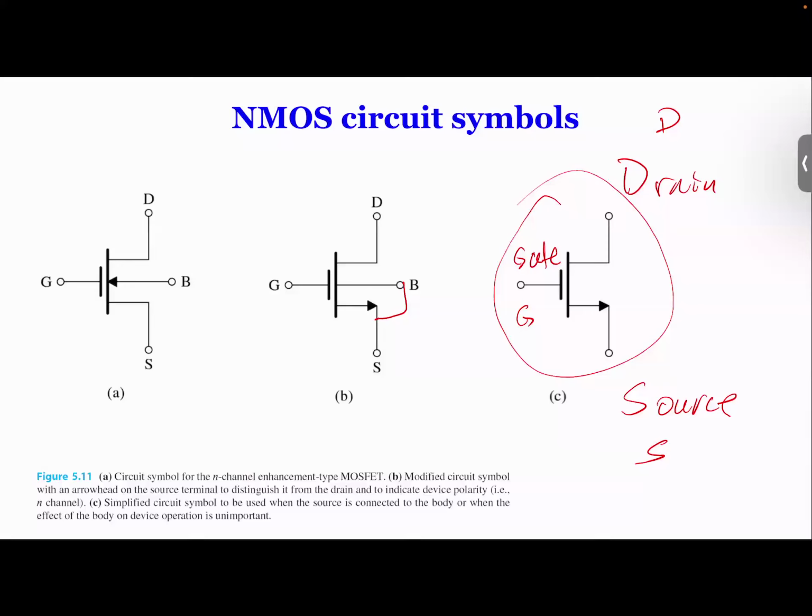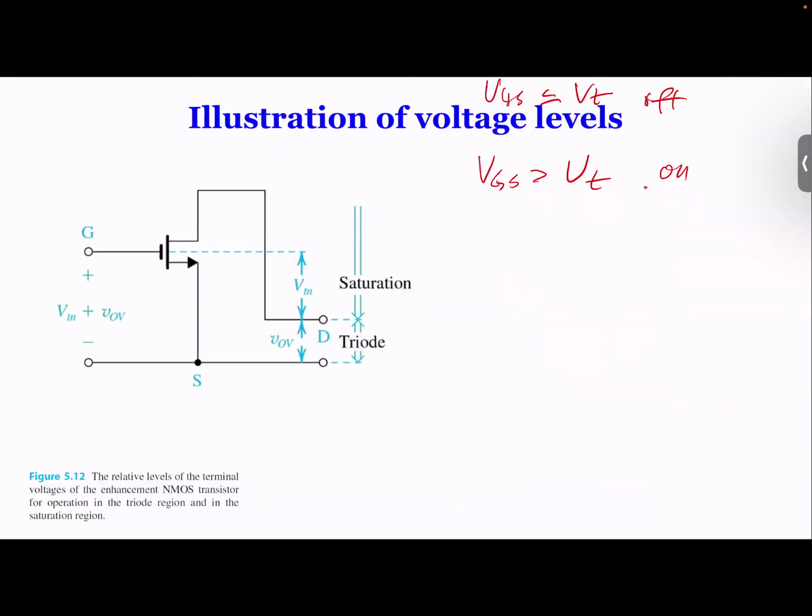Yeah. The arrow is always on the source side. For PMOS, the arrow moves to the top, but it's still on the source side. Yeah, correct. All right. But if VGS is larger than VT, we have a current, but how much current flows is going to be decided by something else.